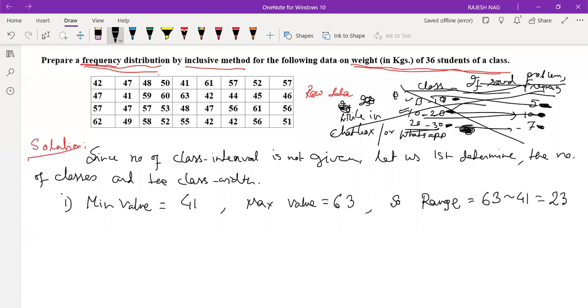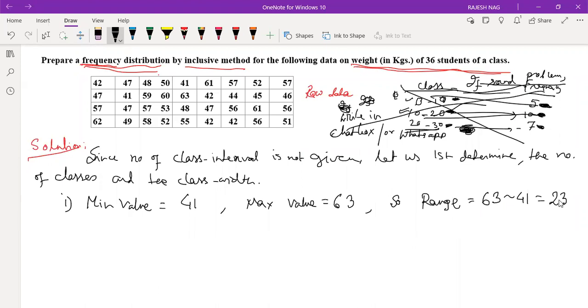I did not put the minus symbol, I only showed it a bit. So what is the meaning of this? I think you understand. If you simply subtract 41 from 63, you will get 22. But the range, why did I write 23?